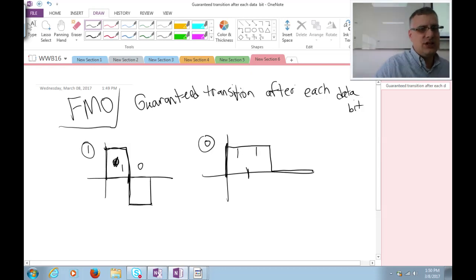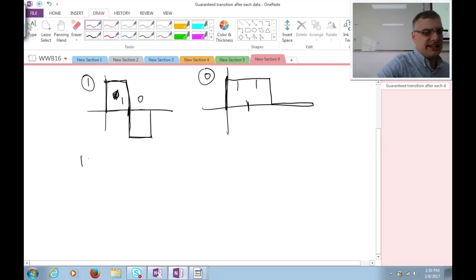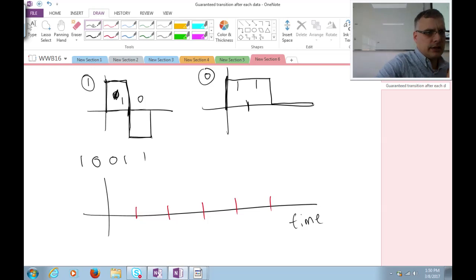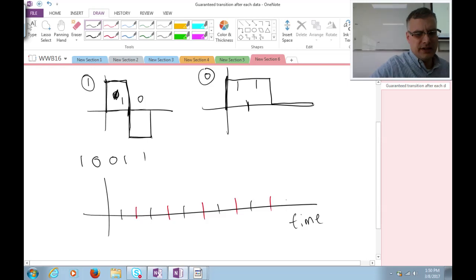However, the fact that there's a guaranteed transition means that the polarity of each of these symbols flips every time. So for example, let's say I wanted to send the data sequence 10011. In time, let me do red for the bit periods, the data bit periods. I got 5 of them. And then each of those has 2 coded bits for every bit transmitted. So over here, I transmit a 1. I'll start 1 high, 0 low. And then I guarantee my transition back to here. And then I send a 0.